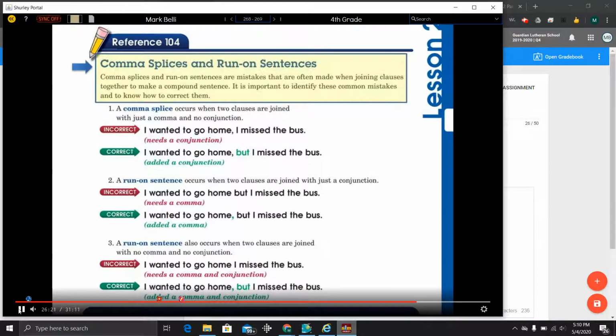Now you will learn how to identify and correct common mistakes made when writing compound sentences. Reference 104 teaches us about comma splices and run-on sentences. Okay, so we're going to use that as a transition into the next and the last segment. So we're going to stop this and we'll pick back up with reference 104. And I will also make a copy of reference 104 to go into the notes for today. I don't know if you're using the notes, but they're there to help you.